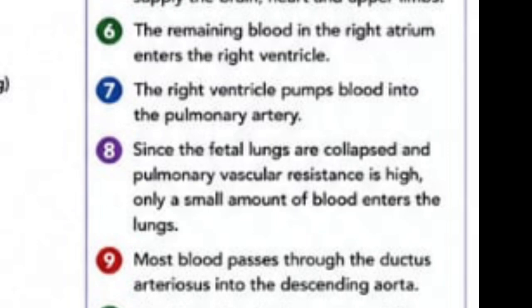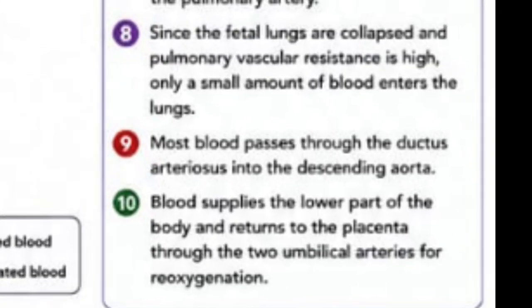There's a connection between the pulmonary trunk and the aorta. There's a connection between the what? Pulmonary trunk and the what? Aorta. And you know what we call it? Ductus arteriosus. So the ductus arteriosus connects the pulmonary trunk with the what? Aorta.